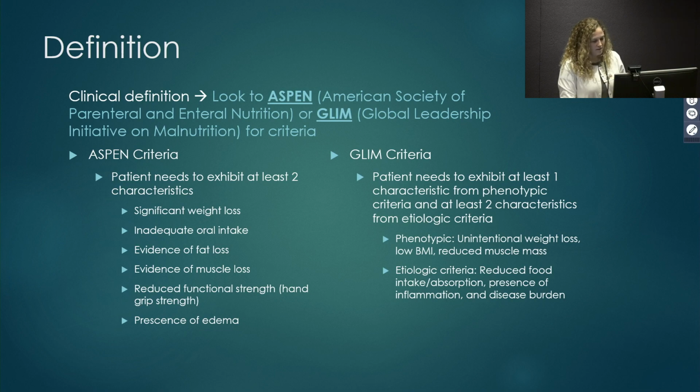And really the important part to remember is that it just takes two characteristics. Whichever criteria you're following, you need at least two characteristics to identify malnutrition in a patient. The types of characteristics that we look for are weight loss, inadequate oral intake, loss of fat mass or muscle mass, reduced functional strength, presence of edema, and then we can also look at inflammation in the body and the disease burden that the patient has.